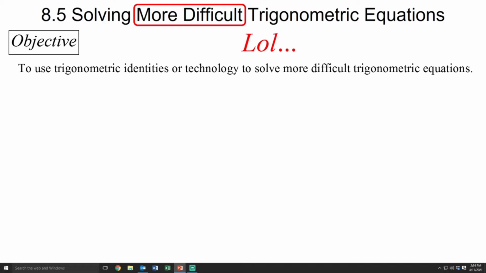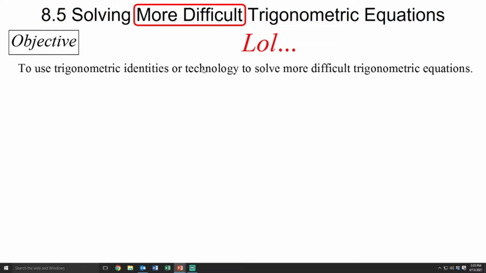Now I will admit, sometimes they'll give you a trigonometric equation with extra trig functions in there, so you're going to have some strategies like convert to one trig function or divide both sides by one of the trig functions, and you have to be careful there. But we'll address that when we get to them today. Okay, it's a really great lesson, so take great notes and ask questions, and let's have a lot of fun here. So today's objective will be to use trigonometric identities or technology to solve more difficult trigonometric equations.